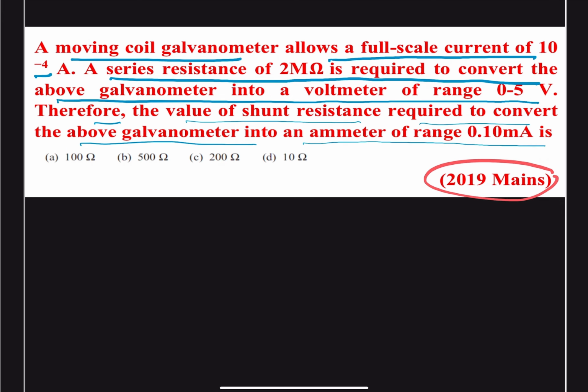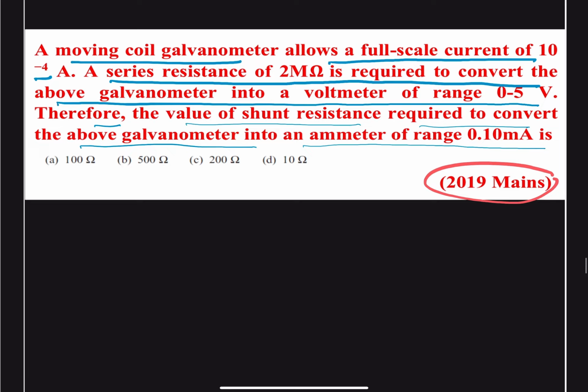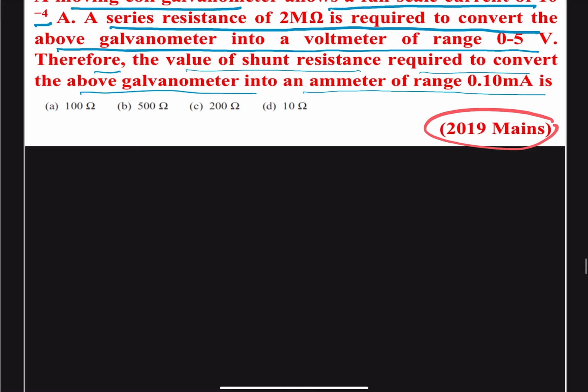Well, basically, first of all, it is converted into a voltmeter of range 5 volt, then it has to be converted into an ammeter, and we have to find out the value of the shunt resistance. And the galvanometer full scale current is given as 10 raised to the power minus 4. So we can write that our galvanometer current is 0.1 milliampere, the maximum voltage range is 5 volts, and the resistance R is given as 2 mega ohm.